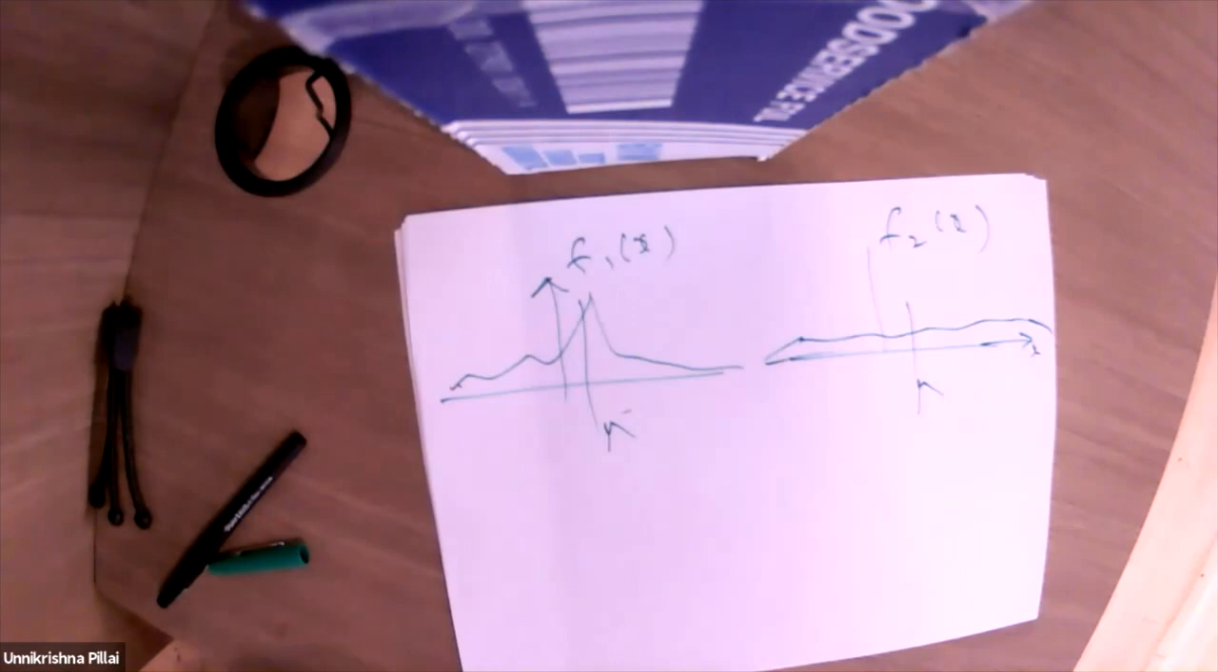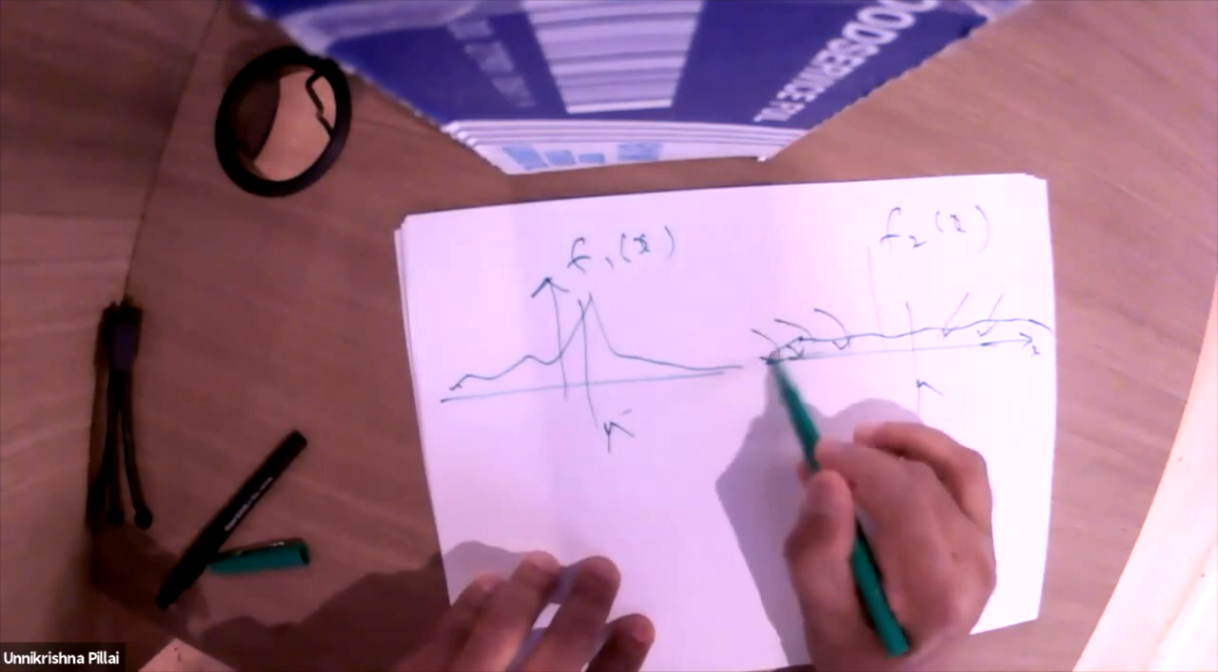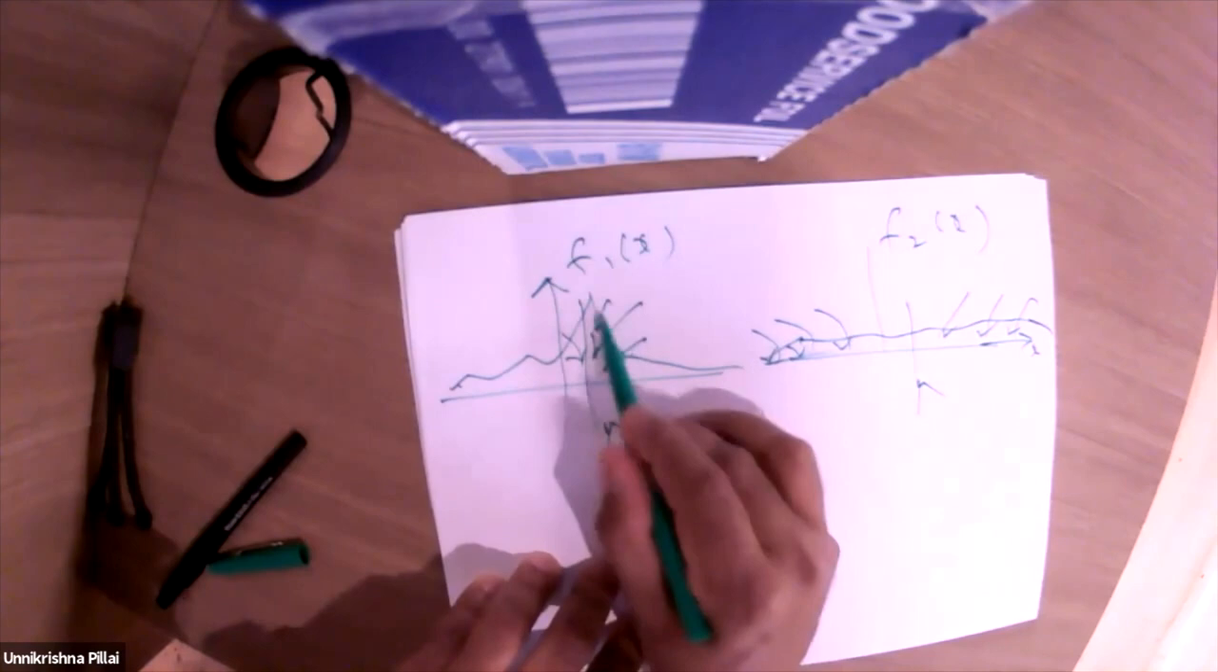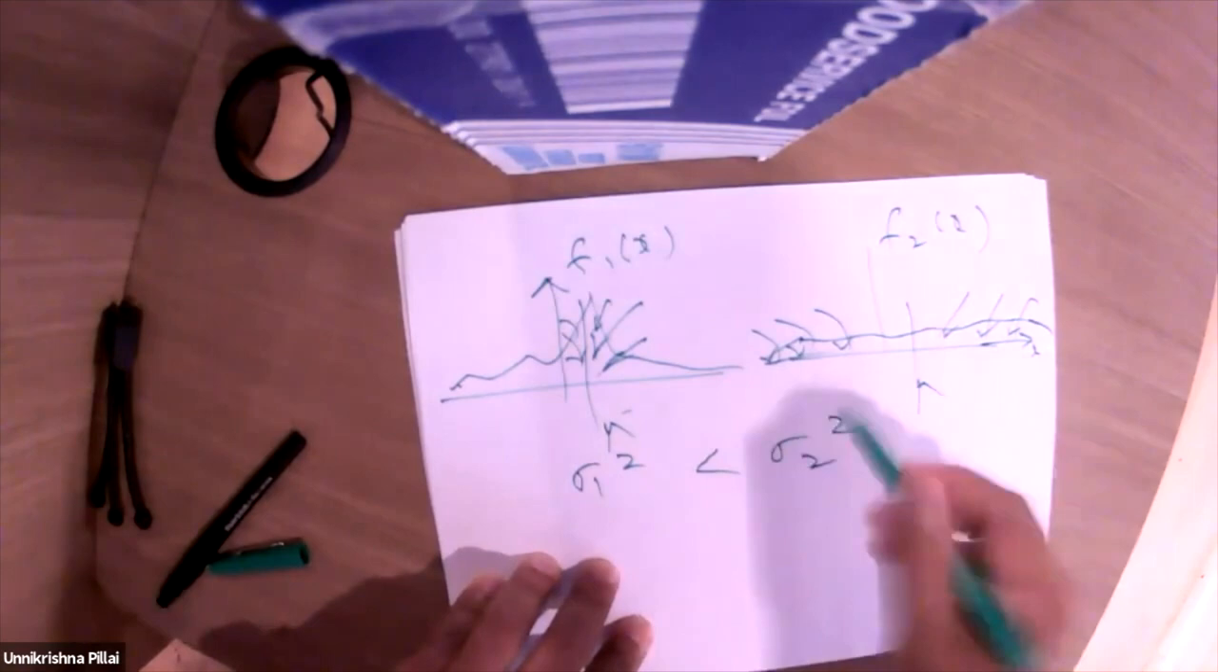See, look at the second one. If you expect the observations to be everywhere here, because it's all sort of likely, whereas here it looks like most of the observations will be here. So looking at the picture, we know that this one is less than sigma 2 squared, whatever is the variance of that. Why did you say first one?